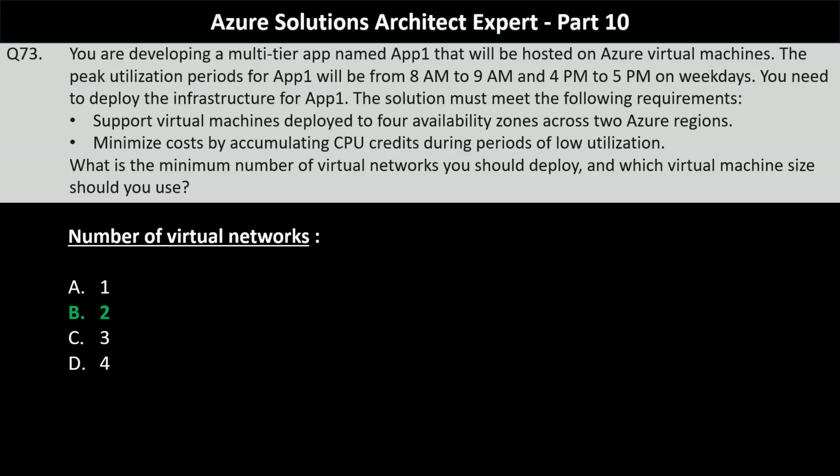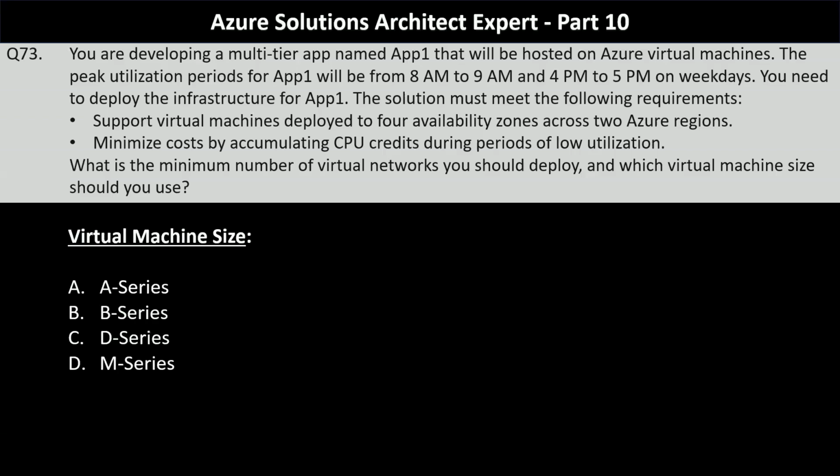Now, the next part of the question is talking about virtual machine size, and your options are A series, B series, D series, and M series. The B series VM size is the best choice here because of the ability to bank CPU credits during periods of low utilization. The B series are burstable VMs that accumulate CPU credits during idle times and then consume these credits during periods of high CPU usage.